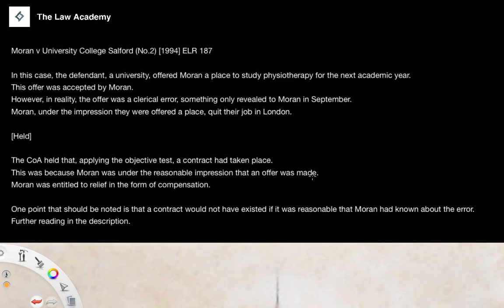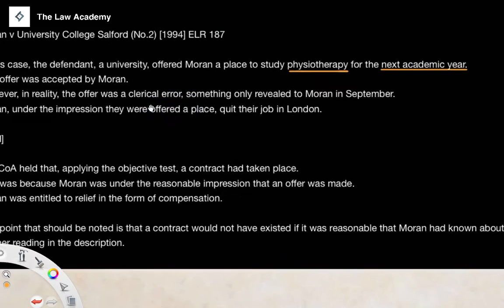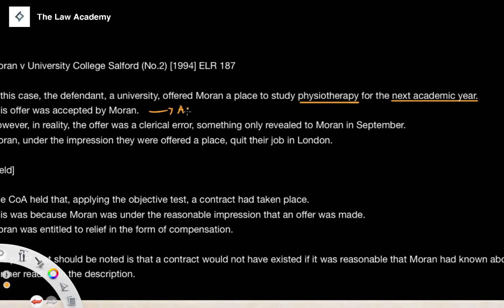So we've got Moran and University College Salford in 1994. This is a case where the defendant was a university, and they had offered Moran a place to study physiotherapy for the next academic year. So these are the important facts of the case. We have an offer to study physiotherapy made to Moran, who is the offeree. The offer was then accepted by Moran, so we have an agreement in place.